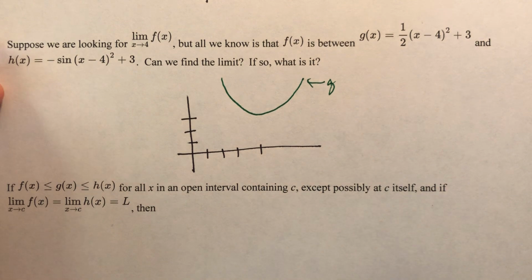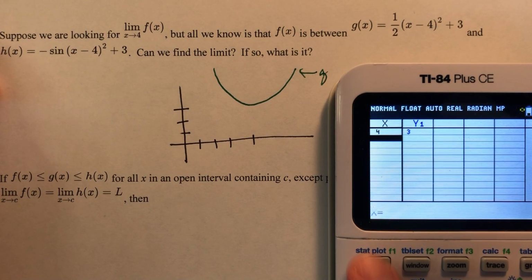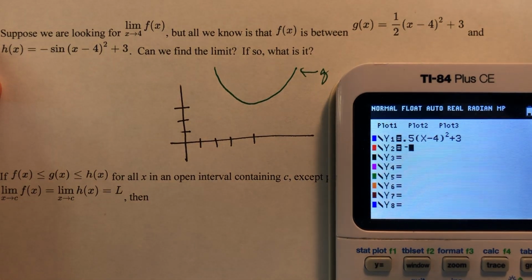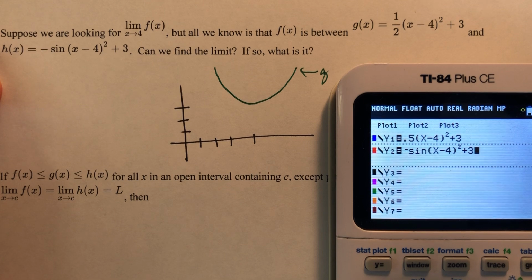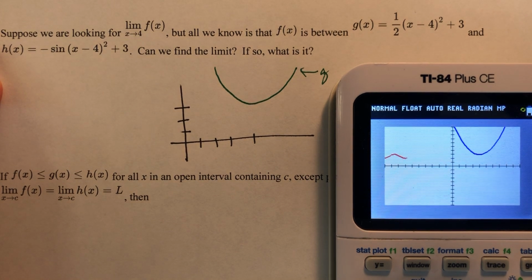Let's graph the h function. And the h function is going to look like this. It's negative sine of, oops, too many parentheses, x minus 4. I think it'd still work though. And then plus 3. We're going to graph that in the same place, on the same coordinate plane.